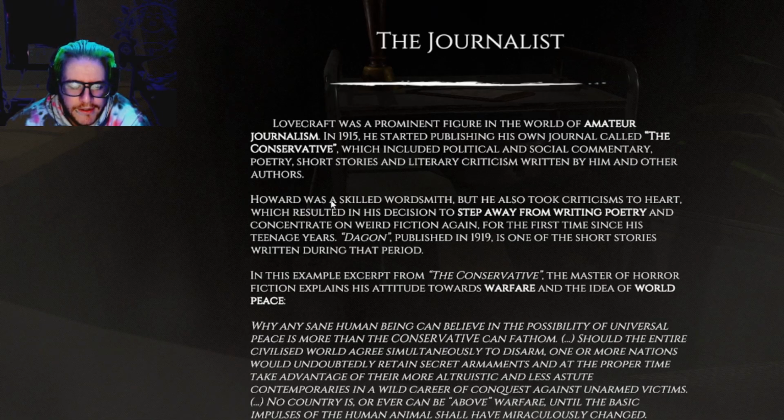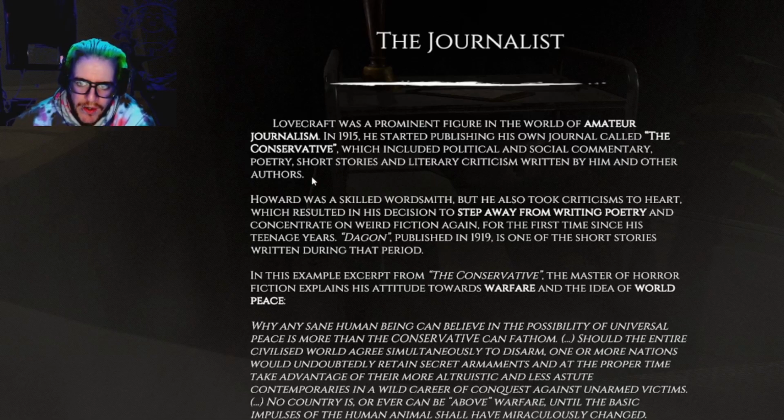Howard was a skilled wordsmith, but he also took criticism to heart, which resulted in his decision to step away from writing poetry and concentrate on weird fiction again for the first time since his teenage years. Dagon, published 1919, is one of the short stories written during that period. In this example from The Conservative, the master of horror fiction explains his attitudes towards warfare and the idea of world peace. I don't know if the master of horror is the word, but he was like the bricklayer to a lot.